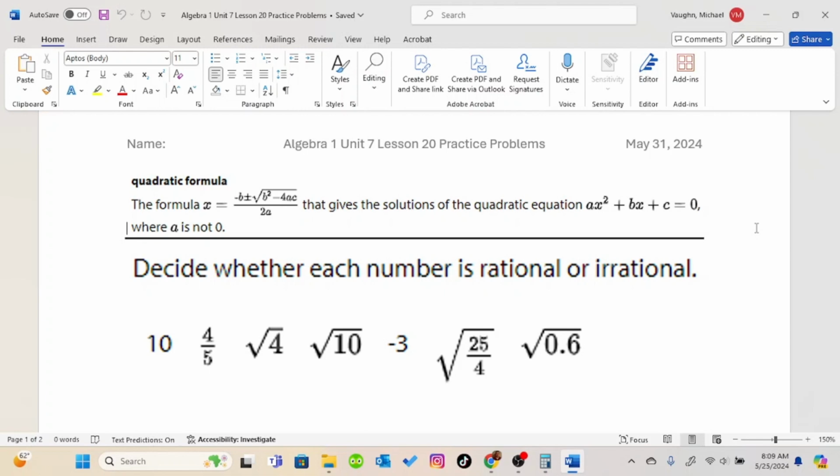If you have any questions about the quadratic formula, please ask for clarification so that you are set up for success moving into the practice problems as well as the last test at the end of Unit 7.